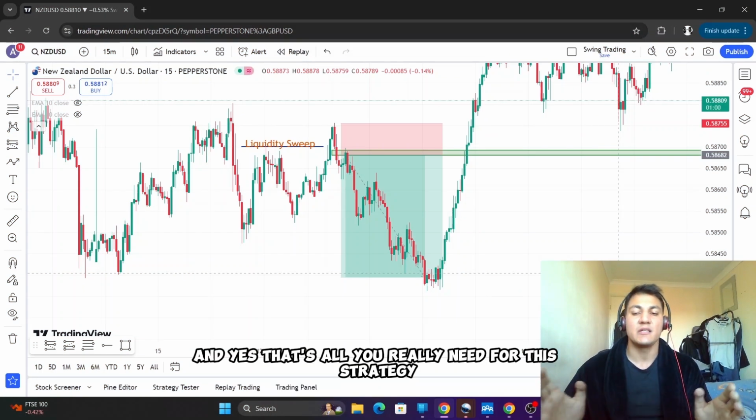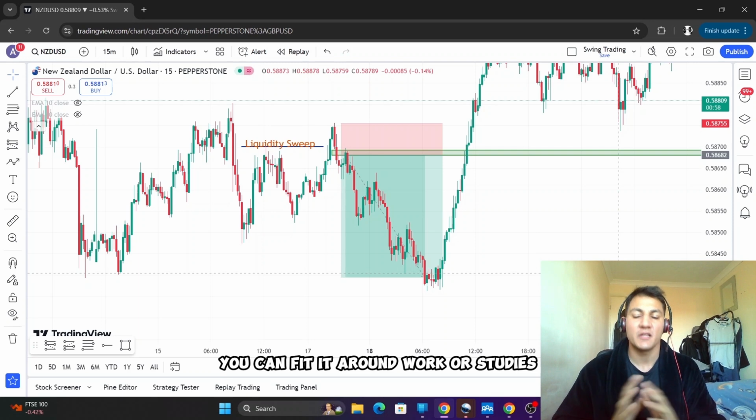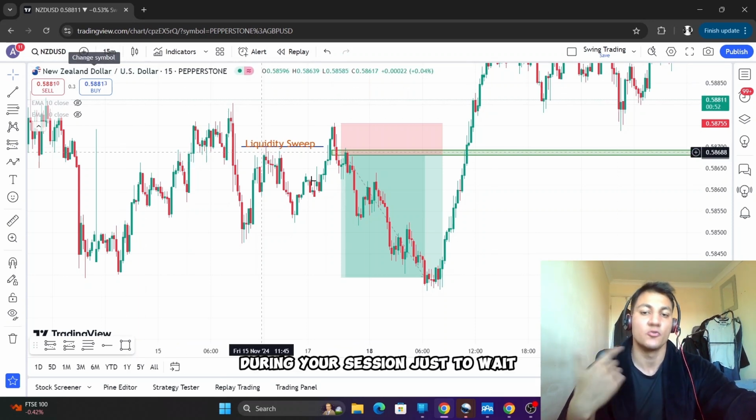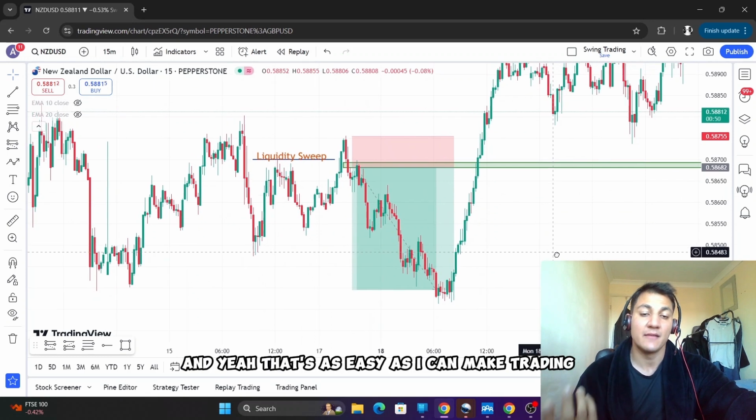And yeah, that's all you really need for this strategy. This is such a great strategy. You can fit it around work or studies, and you literally only need to check the charts every 15 minutes during your session, just to wait for a new candle to print. And yeah, that's as easy as I can make trading.